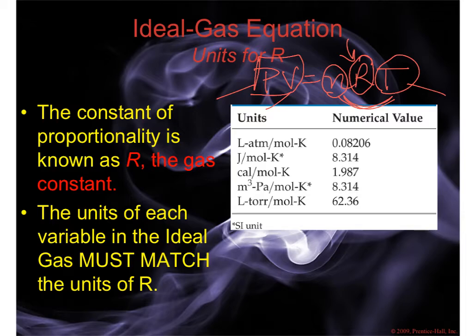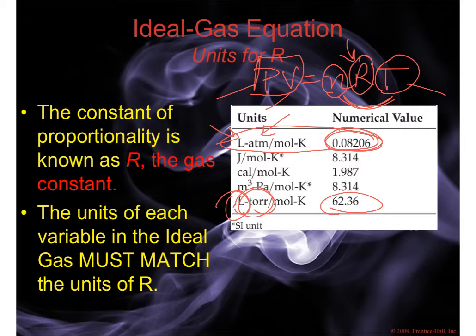So, for example, this is the one we'll most commonly use. If volume is given in liters and pressure is given in atmospheres, then the value for R you're going to use in all of your calculations is this one, 0.08206. But let's say that volume is given in liters and pressure is given in torr, okay, then the R value you'll need is 62.36. So bottom line is, units are important here.